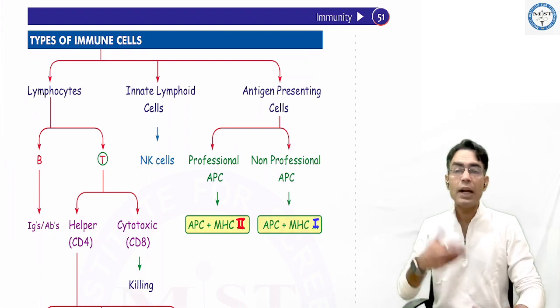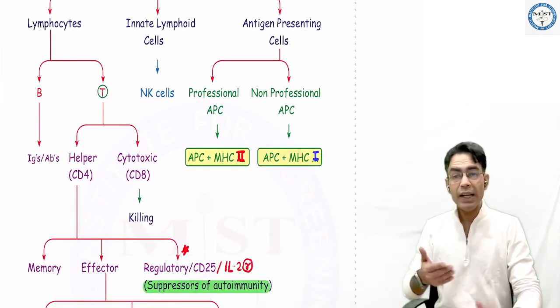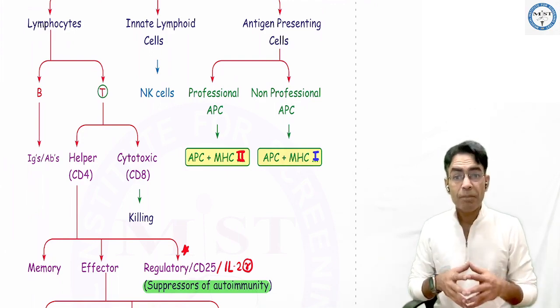B cell का क्या काम है छोटू? Antibody production. T cell, it can be of two types: CD4, CD8. CD8 का क्या काम है? Killing, cytotoxic T cell. CD4 helper है. तो क्या बोला था अपन ने?